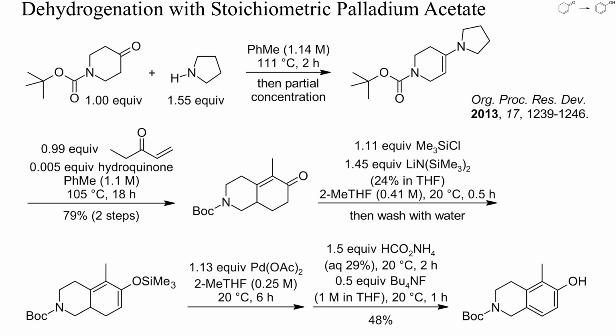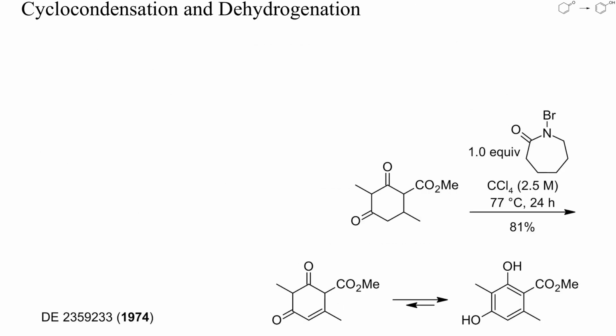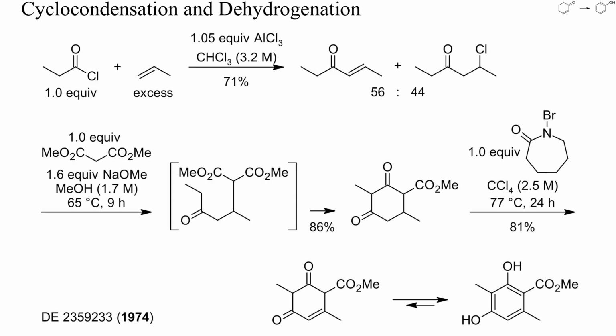The starting silyl enol ether was prepared by Robinson annulation of an enamine with ethyl vinyl ketone, followed by silylation of the intermediate cyclohexenone. In this example, a substituted resorcinol was prepared by bromination and dehydrobromination of a 1,3-cyclohexanedione. Like in the examples with copper bromide, halogenation and aromatization occurred in one step, just by heating with N-bromo-caprolactam. Cyclohexanediones can be obtained by Michael addition of malonate to an alpha-beta unsaturated ketone, followed by cyclocondensation.